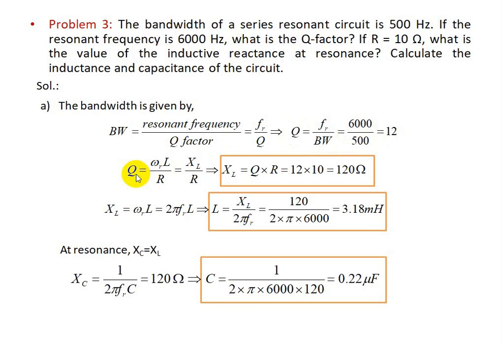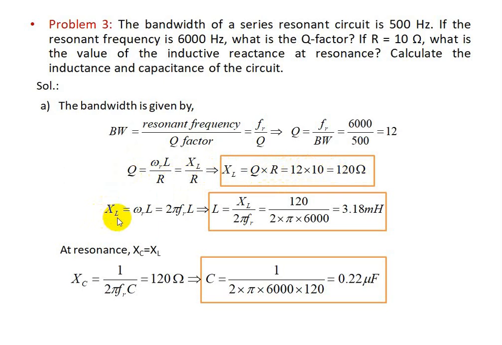Then you also know that quality factor is omega R L by R. Omega R L is nothing but XL, that is the inductive reactance at resonant frequency. So using this equation, we can find XL. I can write XL as Q into R. Q is known, R is also known. Multiply Q with R, and we get a value of 120 ohms.